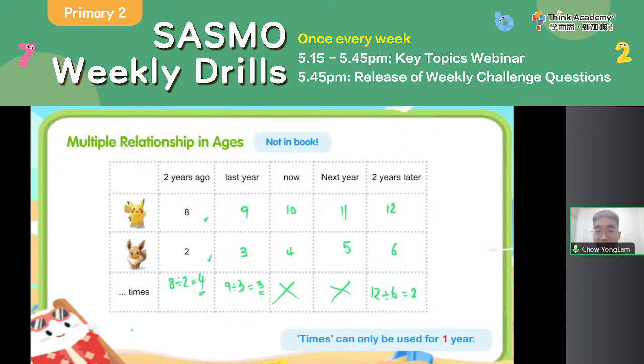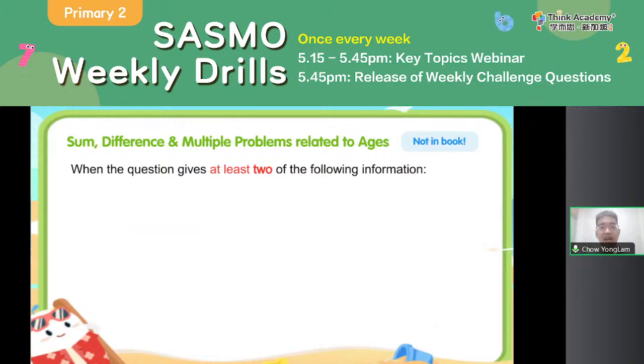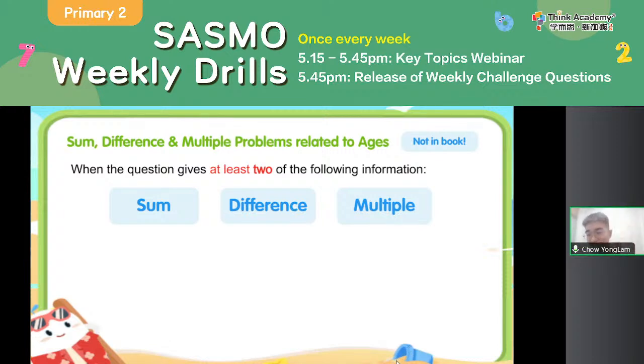All right, so why is that very important? Think about it. I've talked about sum, difference, and multiple. What do these three words remind you of? What should we use when we see at least two of sum, difference, and multiple? Last week I said we will use a bar model. It's time to bring our bar model into age problems.